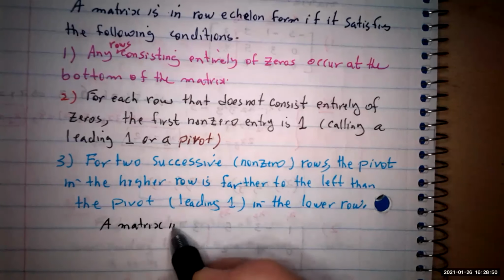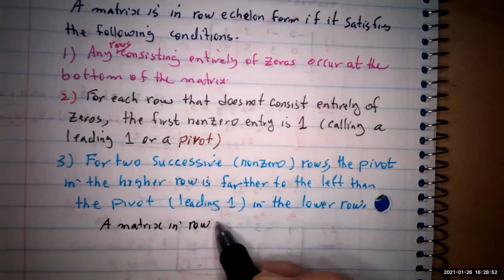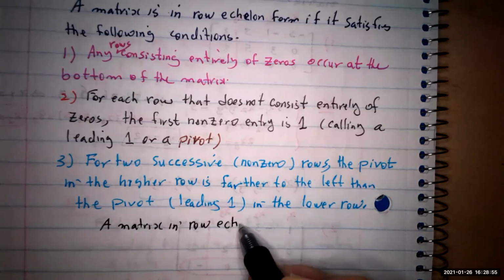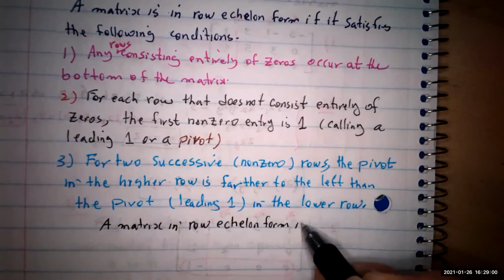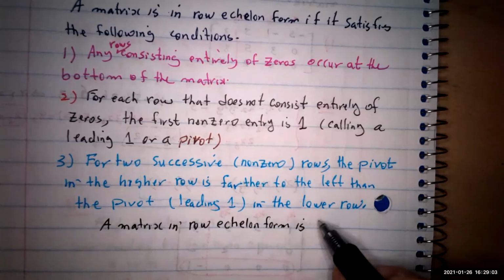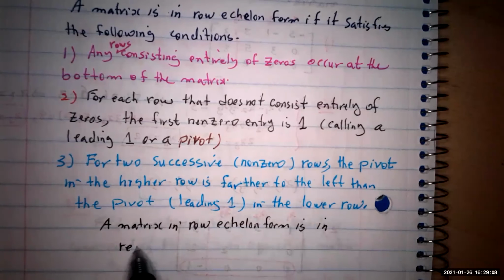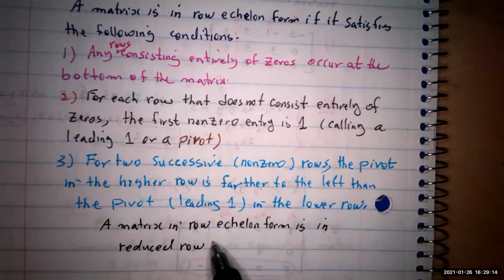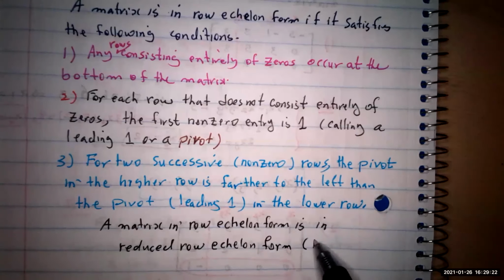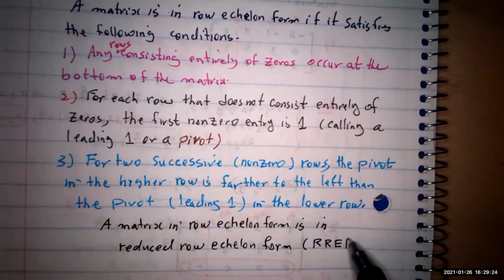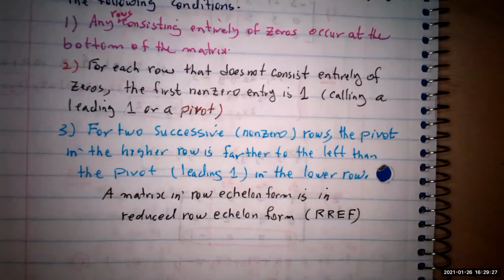A matrix in row echelon form already. Row echelon form is going to be called... in this new one, is in reduced row echelon form. So it's going to be reduced row echelon form, an extra condition.